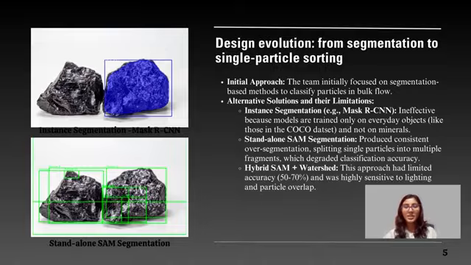On the other hand, according to the literature, we cannot use Mask R-CNN for fine-tuning our model since it requires high-capacity computers. Otherwise, it may take a few days to train the model. Other methods like SAM either broke single particles into multiple fragments or were highly sensitive to lighting and particle overlap. It led to low accuracy. It became clear that this approach was not reliable enough.